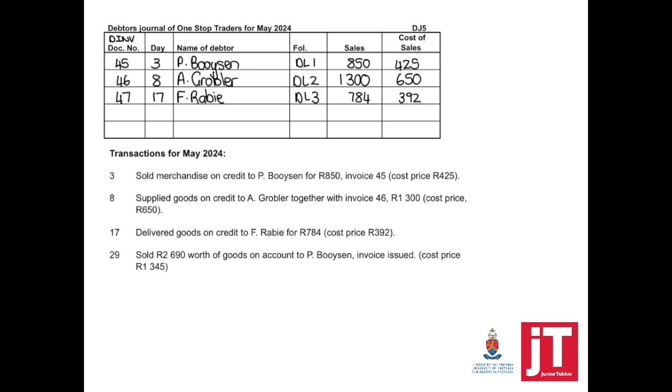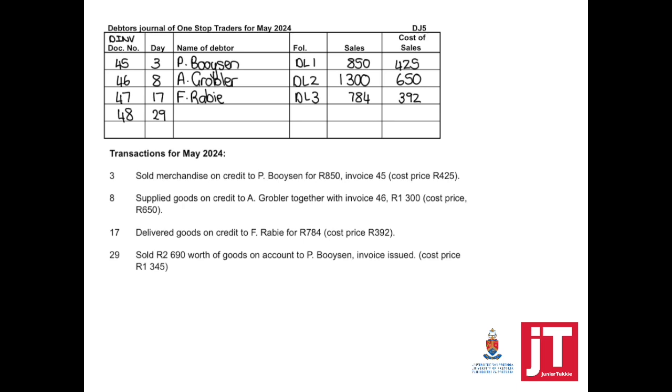On day 29, sold $2,690 worth of goods on account to P. Boyson, invoice issued, and the cost $1,345. The next source document number is number 48. Again, they don't need to tell you this. You should know, you should study this. When we're selling goods on credit, the source document will always be duplicate invoice, and the next number is number 48. This happened on day 29.